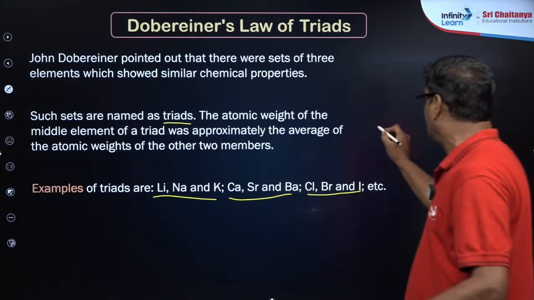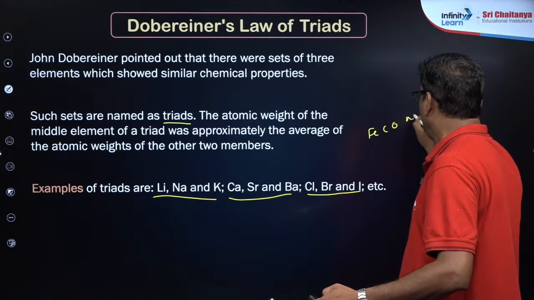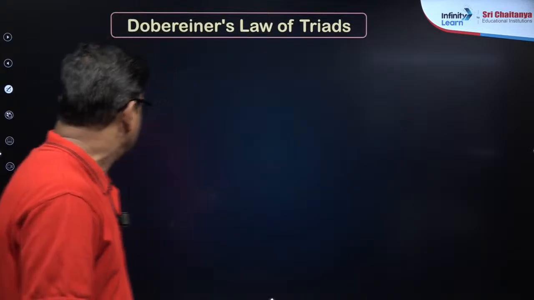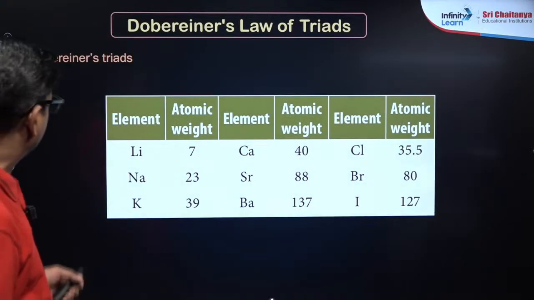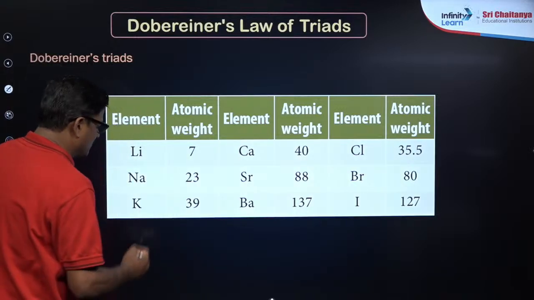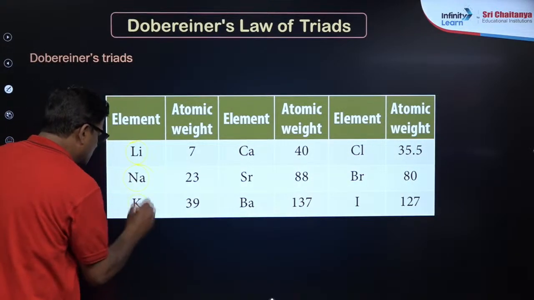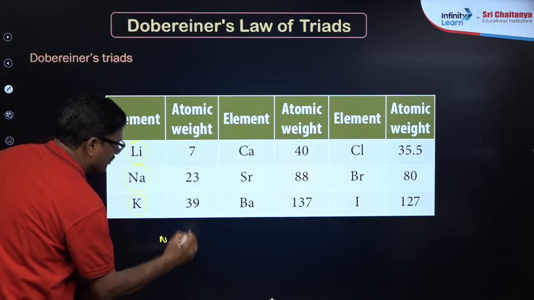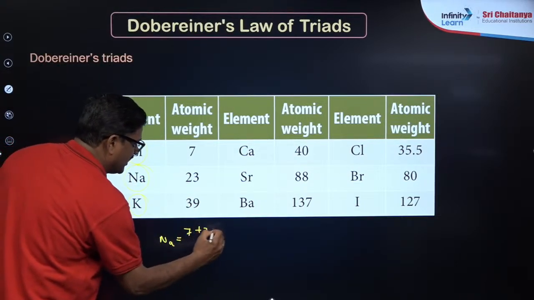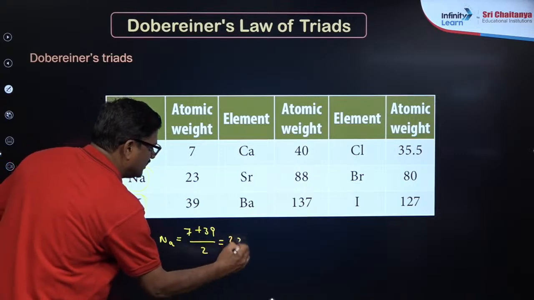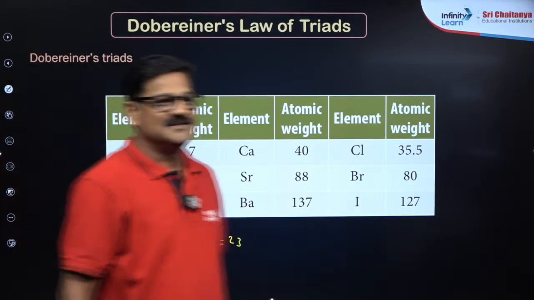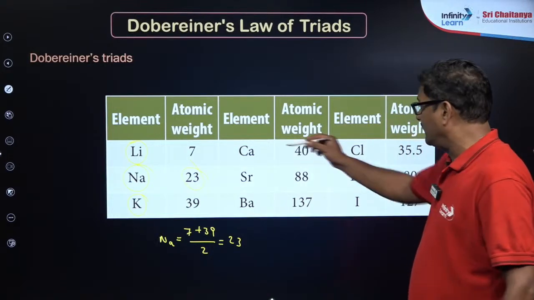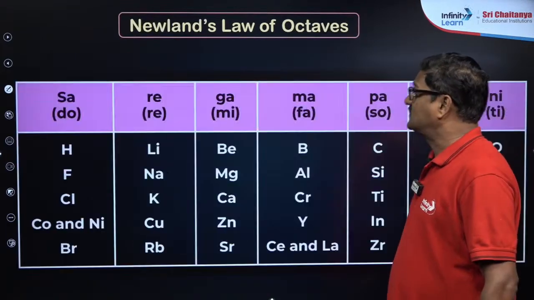Iron, cobalt, nickel have similar properties, but they don't follow a triad system. Dobereiner triads: lithium, sodium, potassium. If you take these three, the atomic weight of sodium is going to be (7 plus 39) upon 2, which is 23. Similarly, you have chlorine, bromine, iodine, and calcium, strontium, barium. So this is the first attempt.